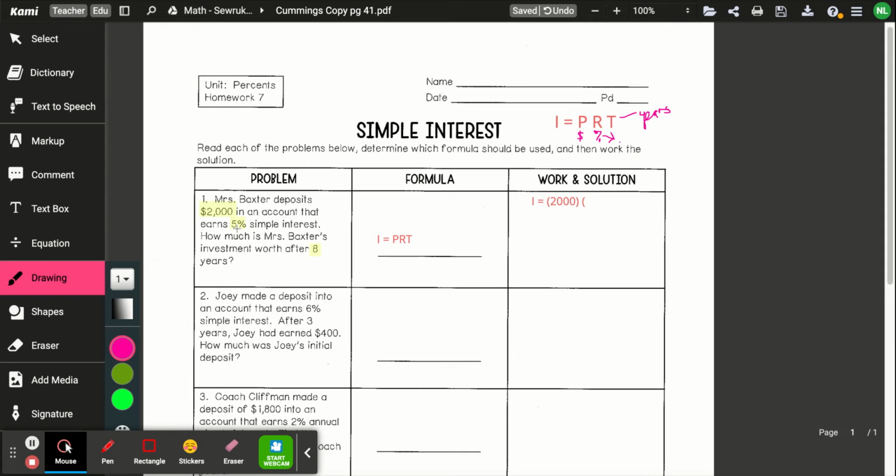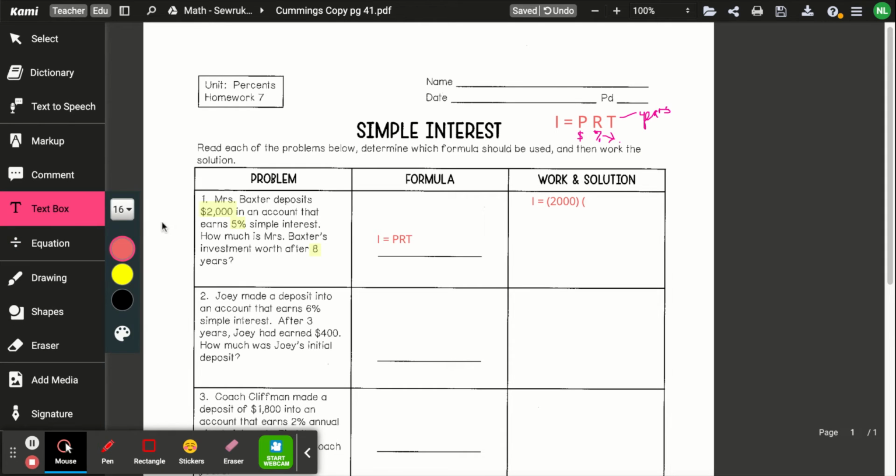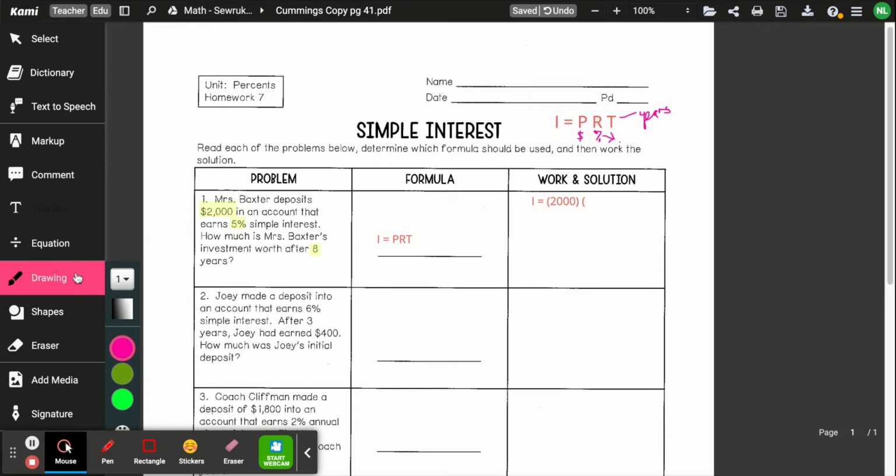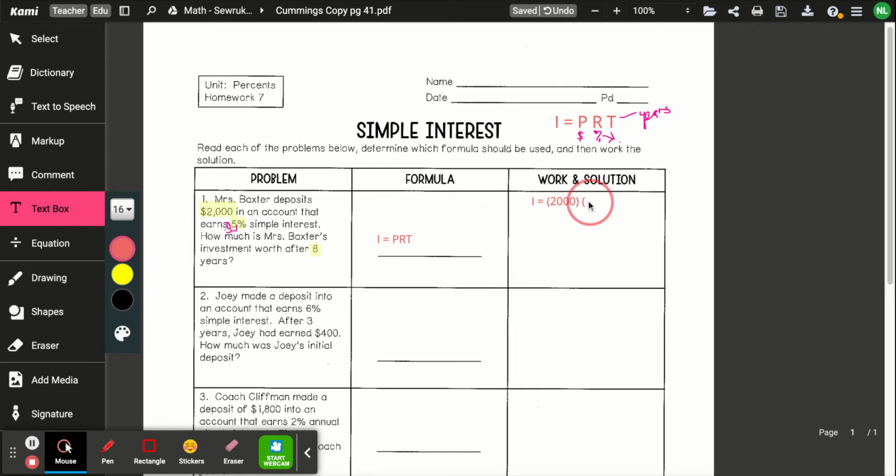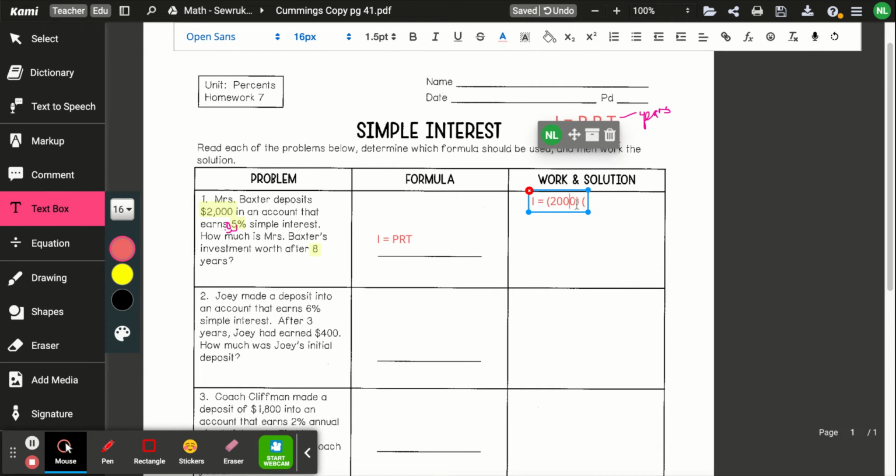So if you're changing this to a decimal, you have to move the decimal point over 2 spaces, 1, 2. So this will be 0.05. So again, if I'm going back over here, I'm multiplying that by 0.05. And then my time is in years. So I'm also multiplying that by 8. I equals, you will put those numbers into your calculator by multiplying them and you will get a number. That's going to be your interest.